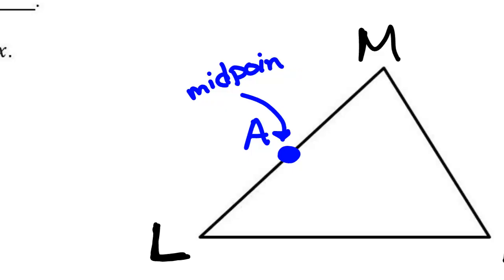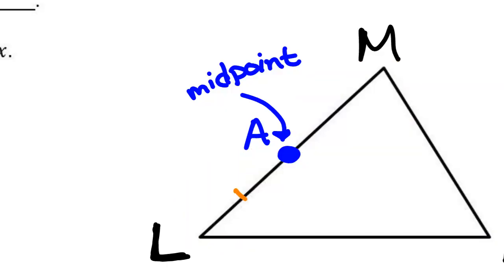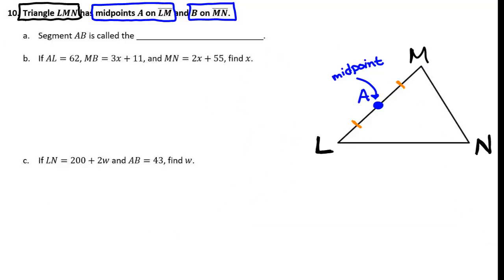If that's a midpoint, what do we know about LA and AM? No, I want to know about this segment and this segment. Sorry, I probably wasn't clear. They would have to be congruent because A is the midpoint. It's chopping that side in half.